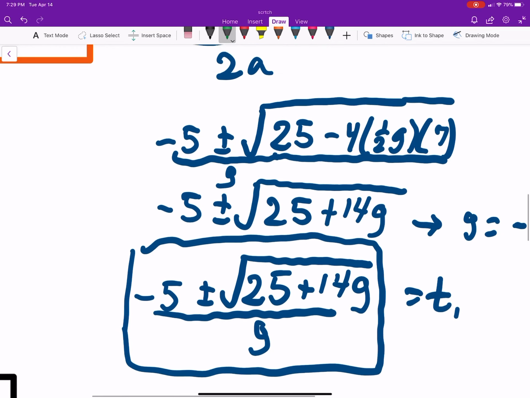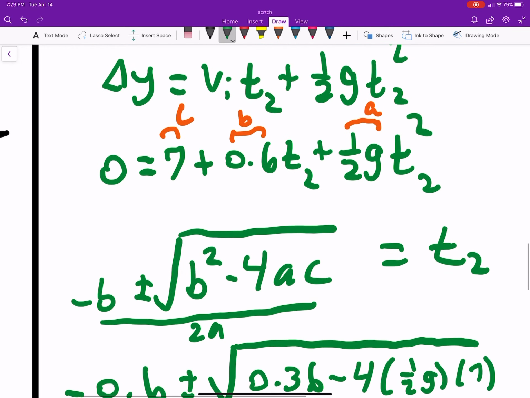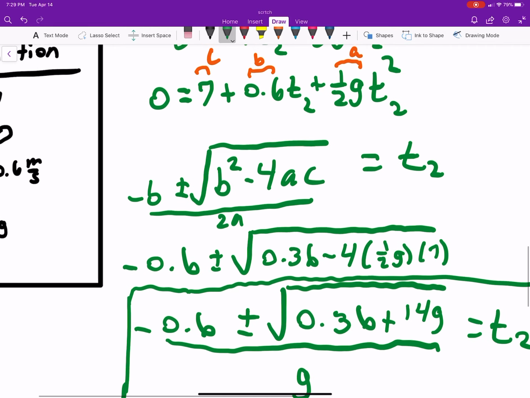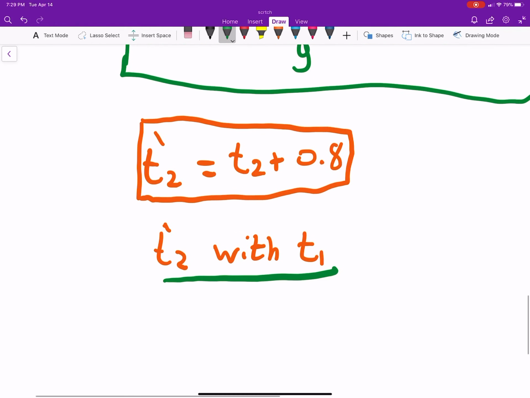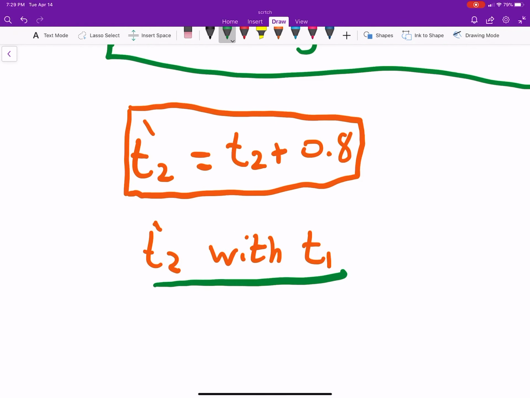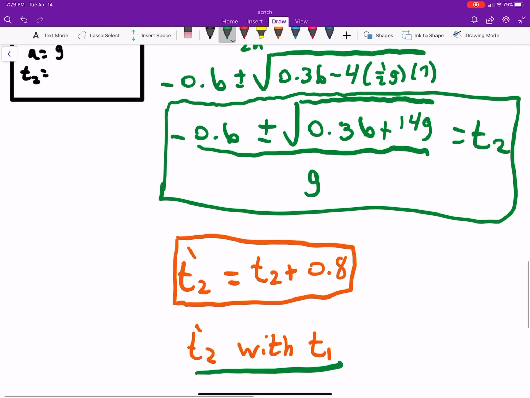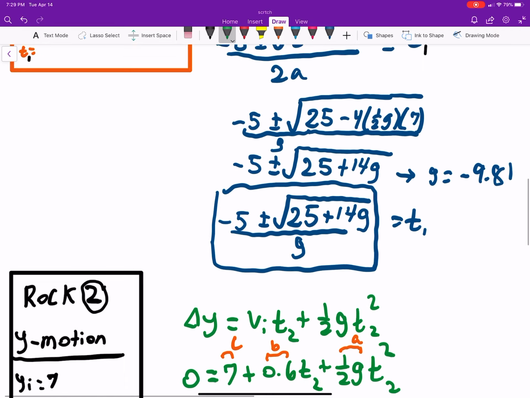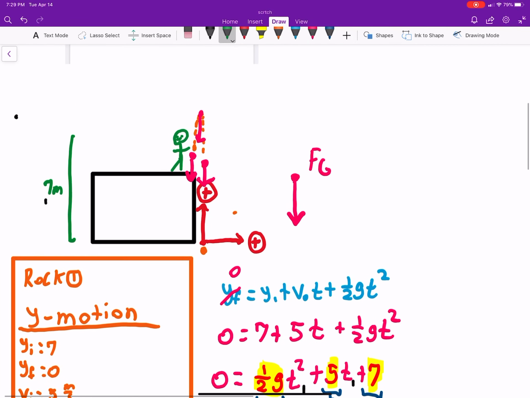And we received time 1. And then we followed the exact same process with different numbers to get time 2. And then we accounted for the fact that he waited 0.8 seconds before he actually threw the ball in the air. And then we're just going to compare the two times to see which one goes first. I hope this helps. The student seemed like they were having a hard time.